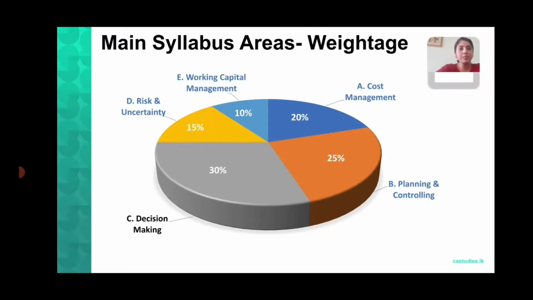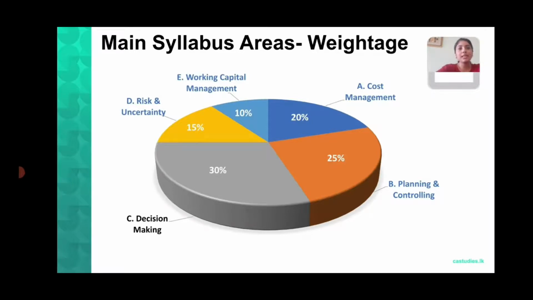Thirdly, 20% goes for cost management. That is like the basics of management accounting, which is managing your costs effectively and efficiently, and that's why a 20% weightage is provided. Then you have 15% for risk and uncertainty. Actually, this is also a very big area, but at this level they test only 15% of it.